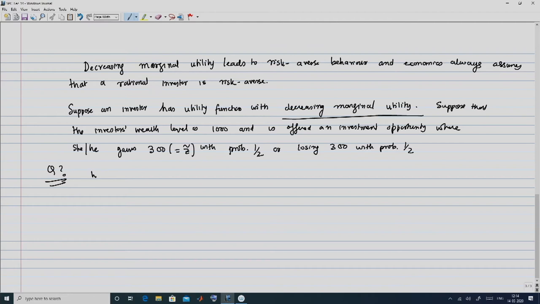So the question is whether the investor would be interested to enter this investment opportunity, and we need to see it from the point of view of the investor. The answer to this is that it depends on the investor's attitude towards risk. I am saying that it depends on investor attitude towards risk, because I am going to use the same example to look at all the three cases.